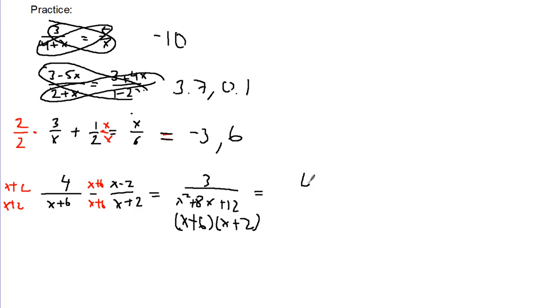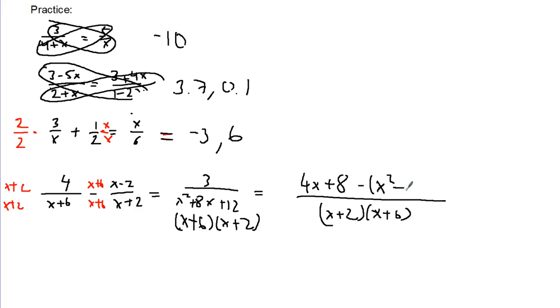You will get 4x plus 8. And I'm just going to put it all under a thing right now. X plus 2, x plus 6, and then x plus 6 multiplied by x minus 2 is x squared plus 4x minus 12. And that's all equal to 3 of the same fraction.